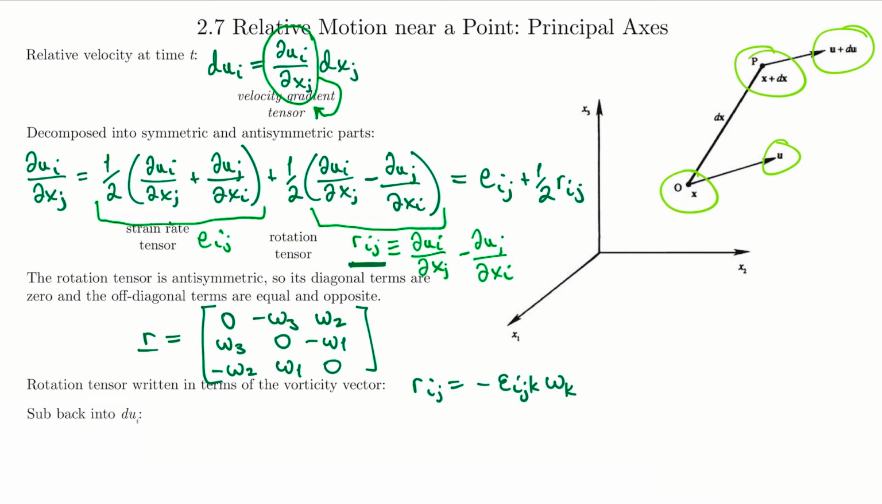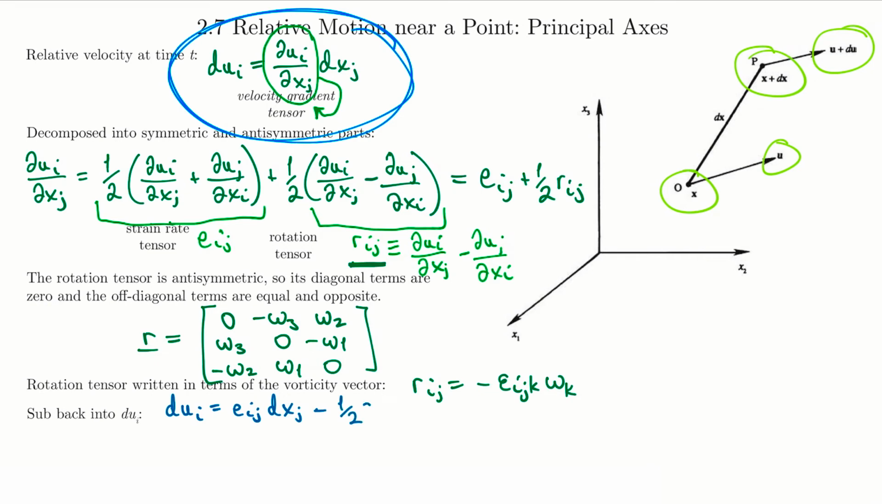Now, a different color for this, we're going to sub back into this dui expression. So we then have as follows. Which we can also write like this. Based on our definition of cross product, we have the i component of the negative of the cross product.